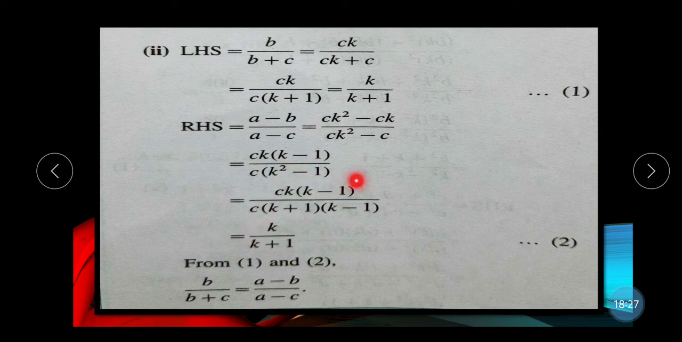k square minus 1 we can write in the form of k plus 1 into k minus 1. So dear children, k minus 1 and k minus 1 gets cancelled. c and c gets cancelled. What remains is k and k plus 1. So that is equal to k upon k plus 1. Let's give that equation 2. Therefore, from 1 and 2, b upon b plus c is equal to a minus b upon a minus c.